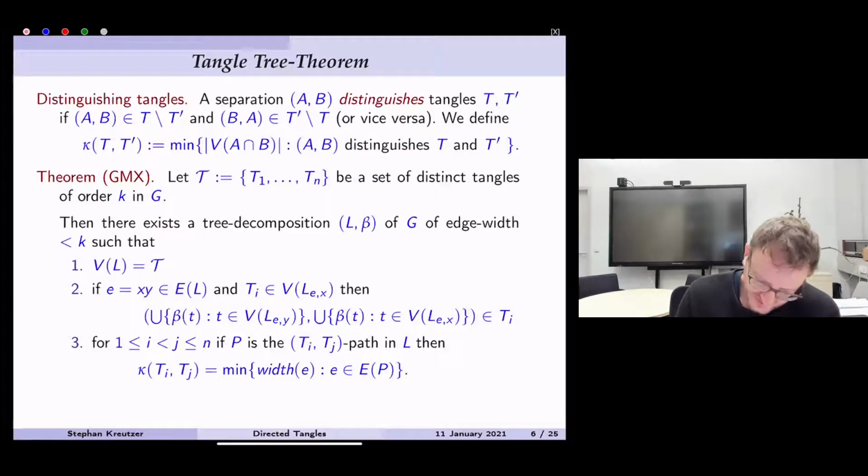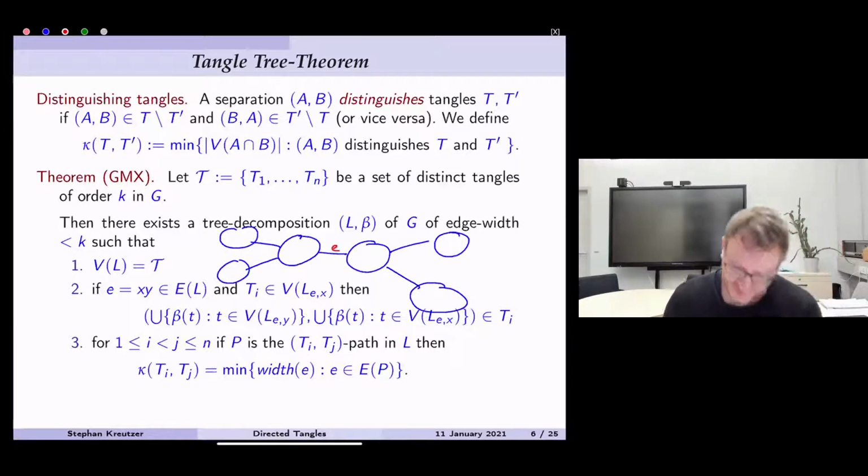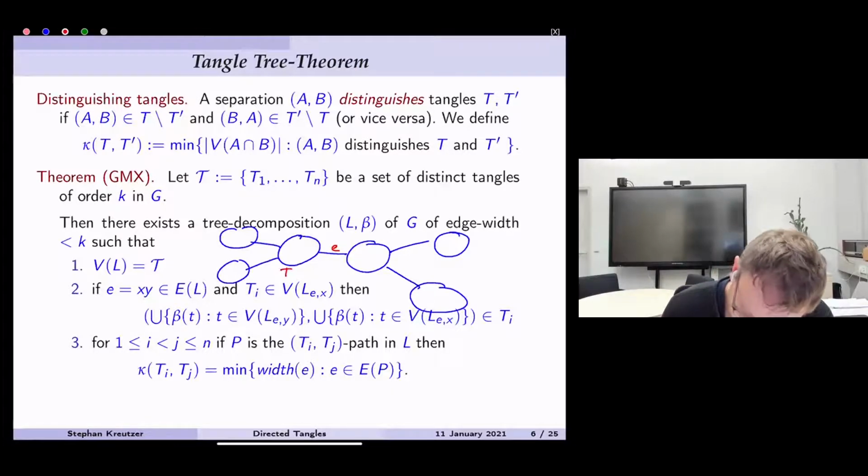And if we have an edge in the tree decomposition, then maybe let me just draw a picture that's perhaps easier. So we have a tree decomposition of our graph. If you have an edge, let's say this one here, then the nodes of the tree decomposition correspond to our tangles. So we have a tangle T maybe here and a tangle T prime here. And then this edge defines a separation of the graph. So we take the union of all the bags on the left-hand side and all the bags on the right-hand side.